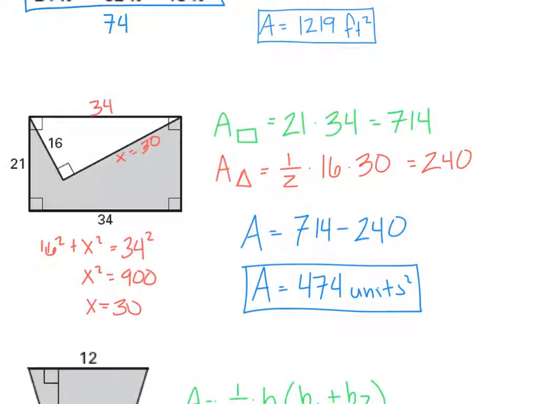Here I needed 1/2 base times height. So 1/2 base times height would be, it's a right triangle, so I needed my 2 legs. Well, I only had 1 leg and the hypotenuse because I knew that the top was 34 as well. So that's why I had to do down here, I needed to do the Pythagorean theorem in order to find my other side, because then I could do 1/2 base times my height to get 240, and then I subtracted to find my total area.